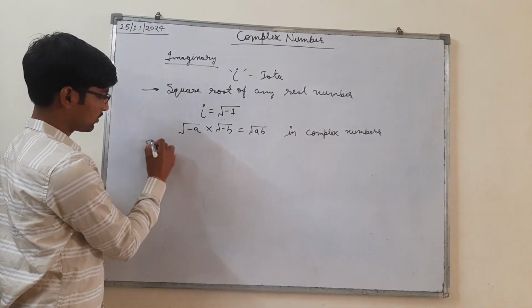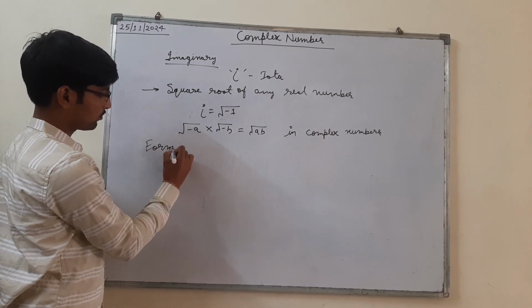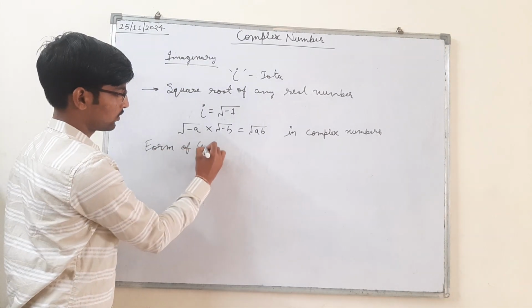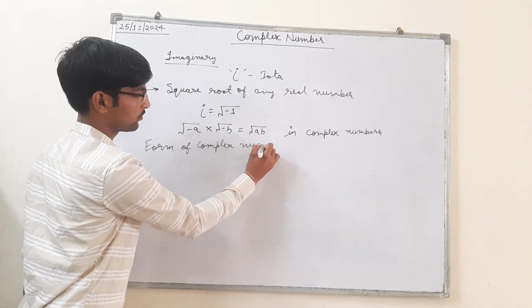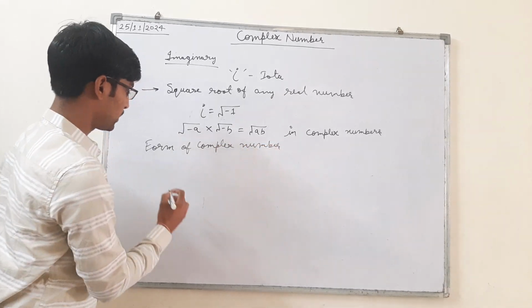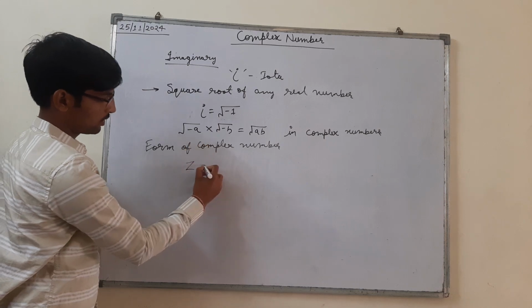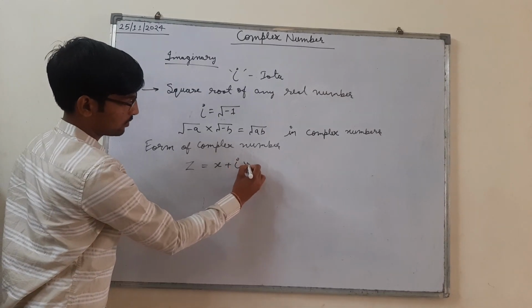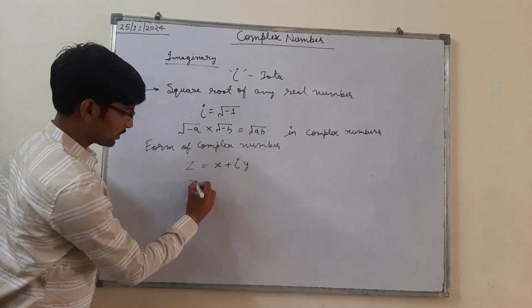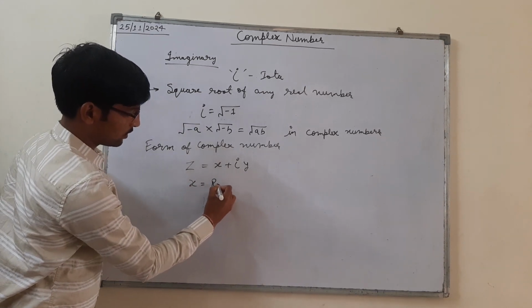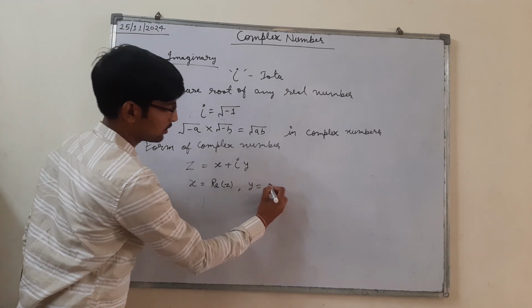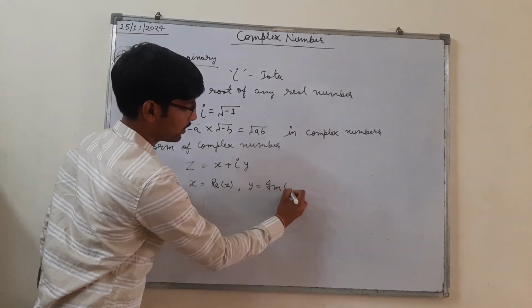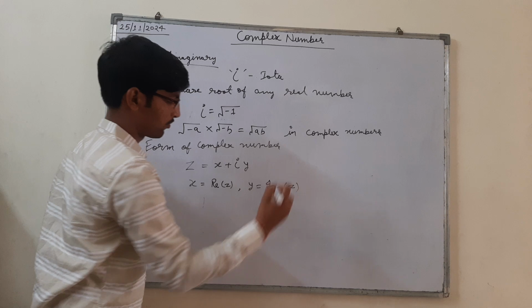Now the form of complex numbers. The form of a complex number is z equals x plus iota y, where x is the real part of z and y is the imaginary part of z.